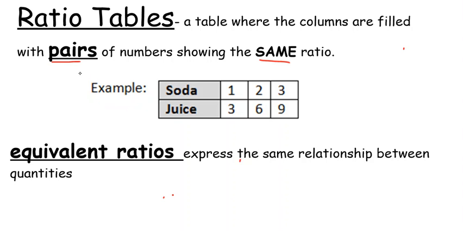So ratio tables are going to help you when we start talking more about proportional reasoning. So let's just know that ratio tables are tables. They're columns that are filled with pairs of numbers that have the same ratio. So for example, if you look at this one, soda to juice, the ratio is 1 to 3. So if I were to double that, that would be 2 to 6. If I triple it, it would be 3 to 9, and so on. So these are all just equivalent ratios, okay? So a ratio table will just show equivalent ratios, okay?